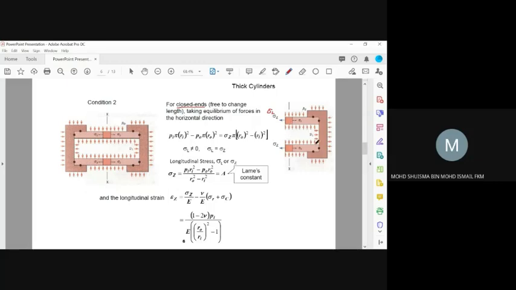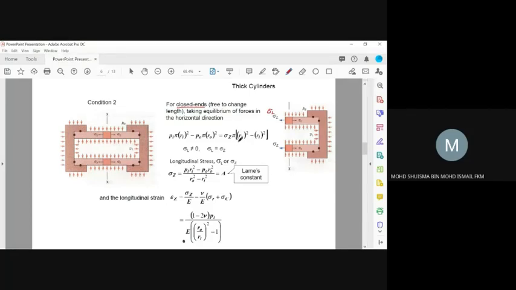If you take equilibrium of forces in the horizontal direction, we have forces to the right from Pi acting on the internal surface of the cover. And then we have forces to the left due to the longitudinal stress in the wall, plus the external pressure acting on the cover, PO. So if you write the equation, you have Pi times pi Ri squared to the right. PO times pi Ro squared is to the left, so it's minus. And then you have also sigma Z times the area where it acts. Now the area is an annulus, a ring.